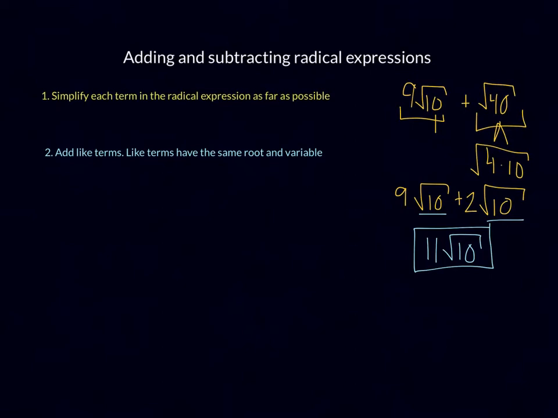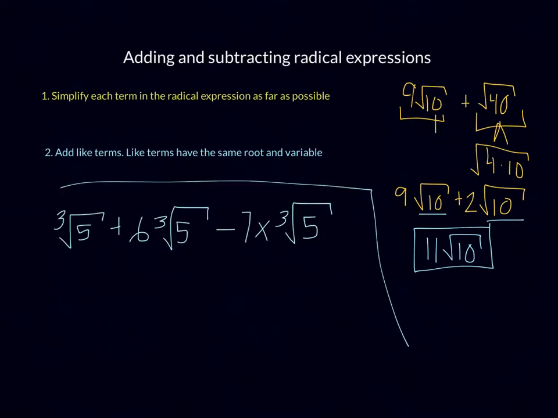Let's try one more example. So I'm going to add the cube root of 5 plus 6 cube roots of 5 minus 7x cube root of 5. Alright, so we can add these two together because they are like terms. The reason that the last one is not a like term is because of the x.